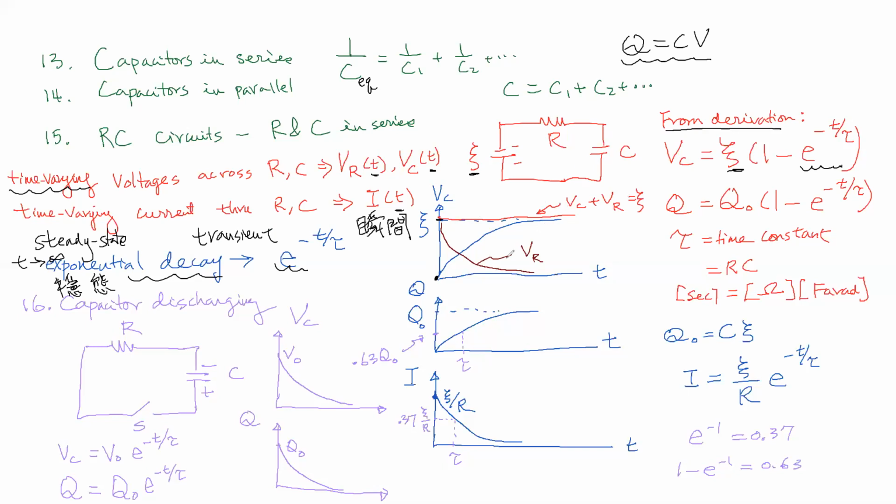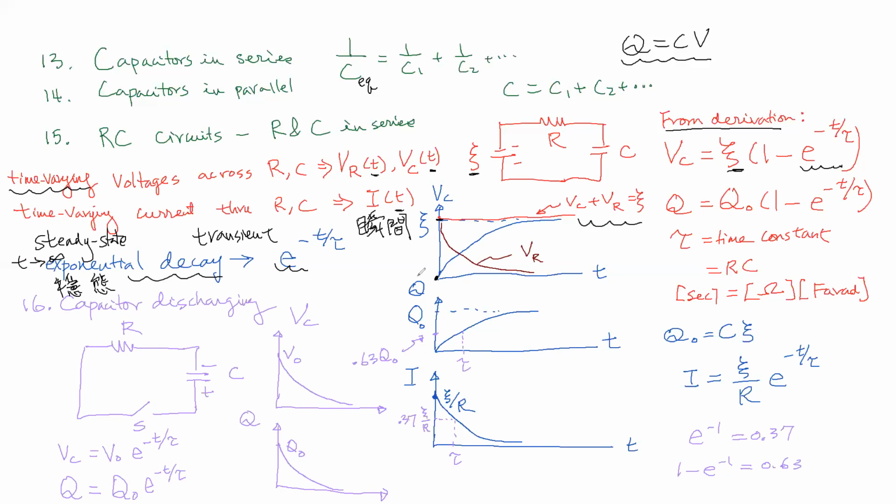So you can see I also drew the V across R. In the beginning, it's epsilon right here, but in the steady state, this one would become 0. So it goes exponentially decaying to 0. But if you add these two together, VC and VR, they always equal epsilon. According to Kirchhoff's loop rule, epsilon minus VC minus VR is equal to 0. So that's why this is true.